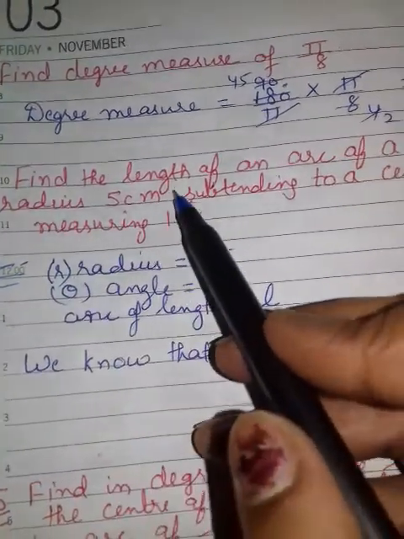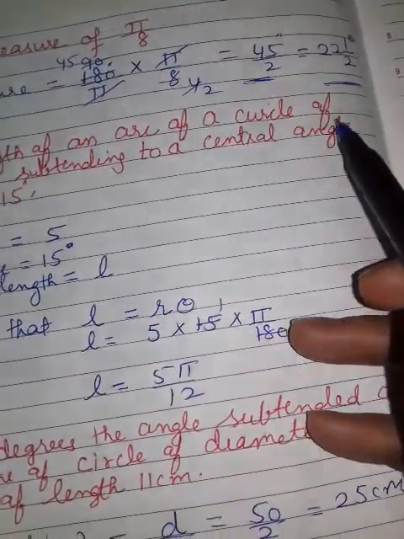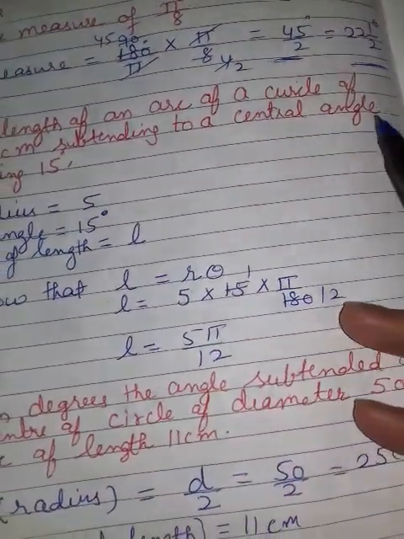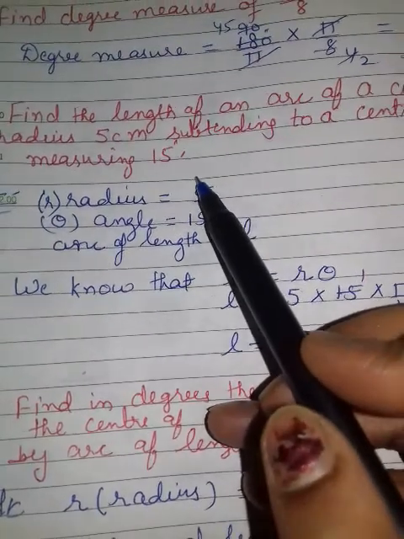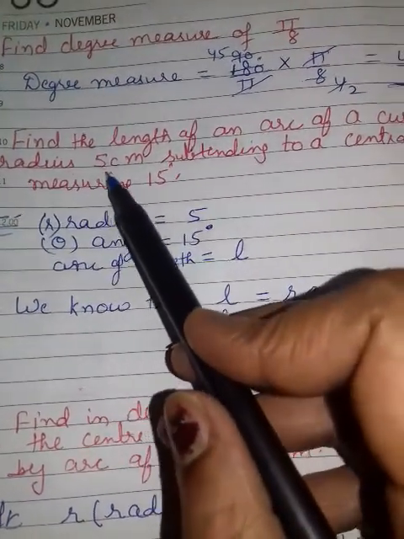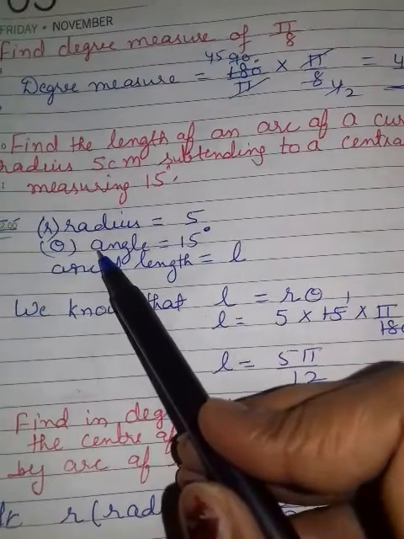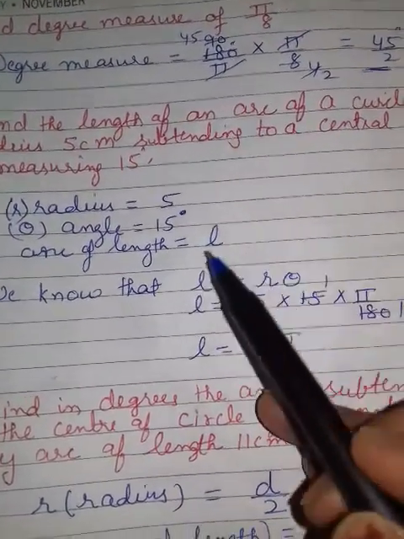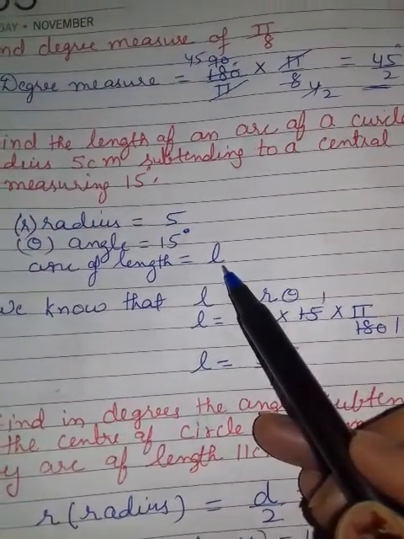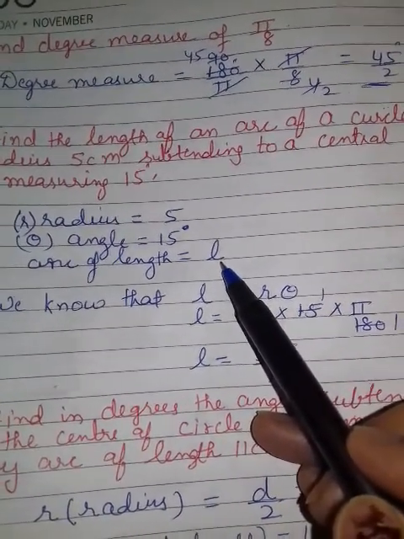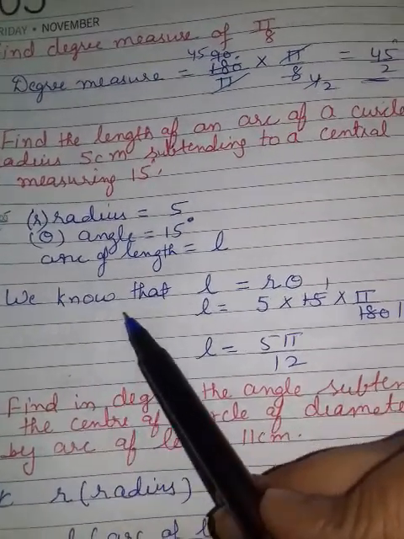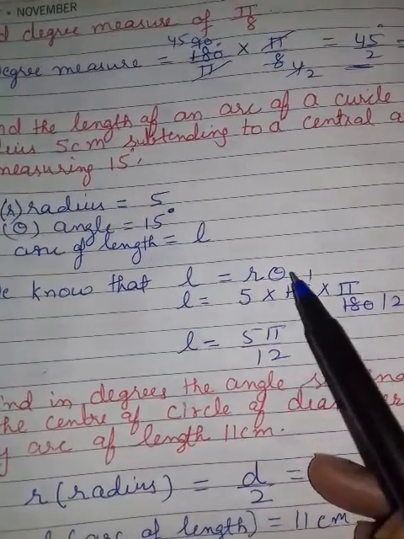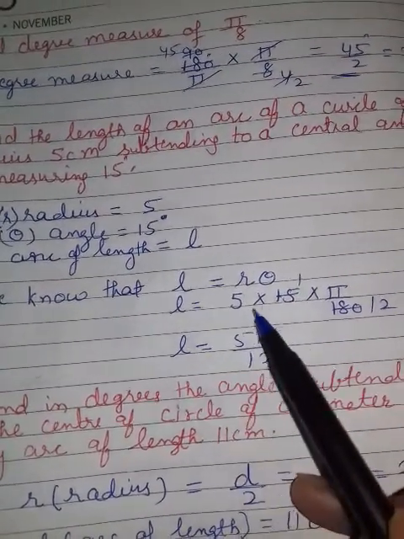Next is find the length of an arc of a circle of radius 5 cm subtending a central angle measuring 15 degrees. Clear? Here radius is given to you, 5, angle is given to you, 15 degrees. Arc length you have to find. You will take it as L, and it is always denoted by L. And remember this formula, L is equal to r theta, means length of arc equals radius into angle.